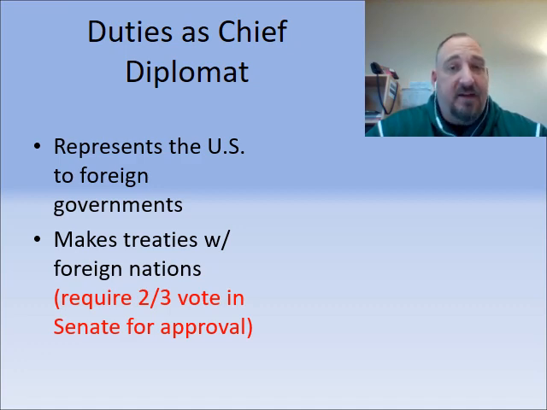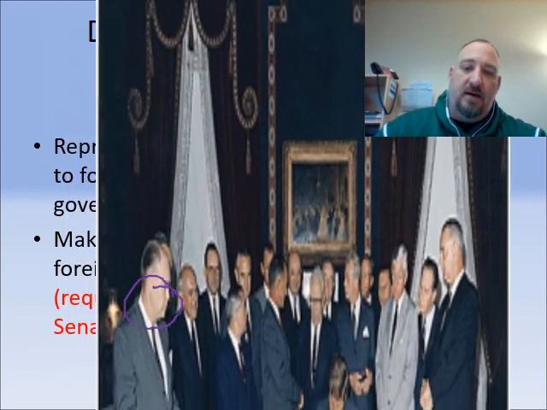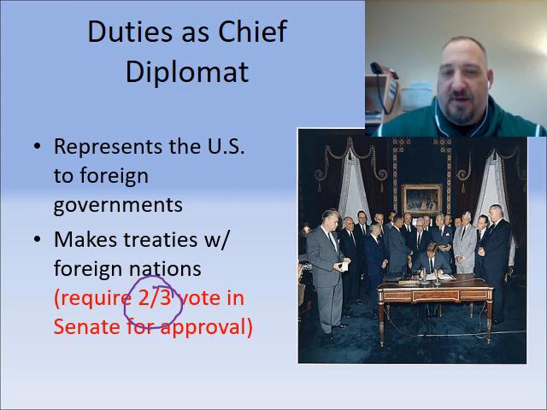Here again, though, we have an example of our checks and balance system. Any treaty that the president would enter into representing the United States would require a two-thirds vote. So 2/3 of the Senate would have to vote for approval to accept the treaty. Here we just see an example, President Kennedy signing some documents into law.